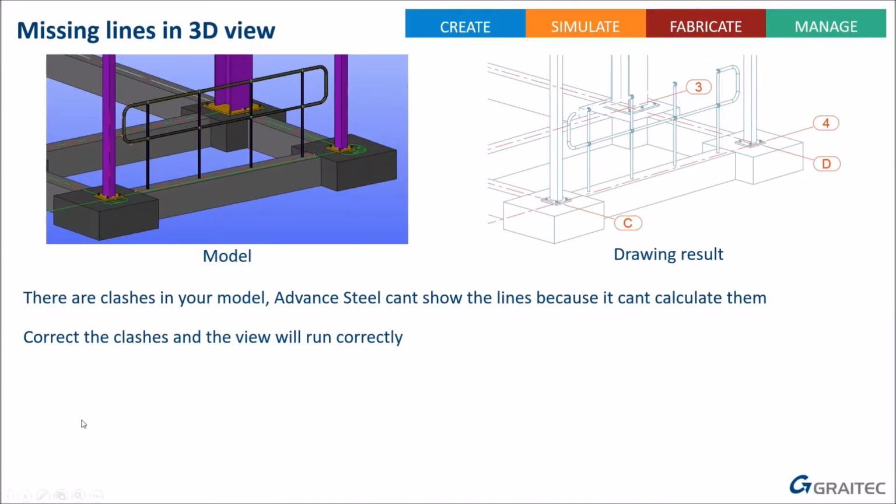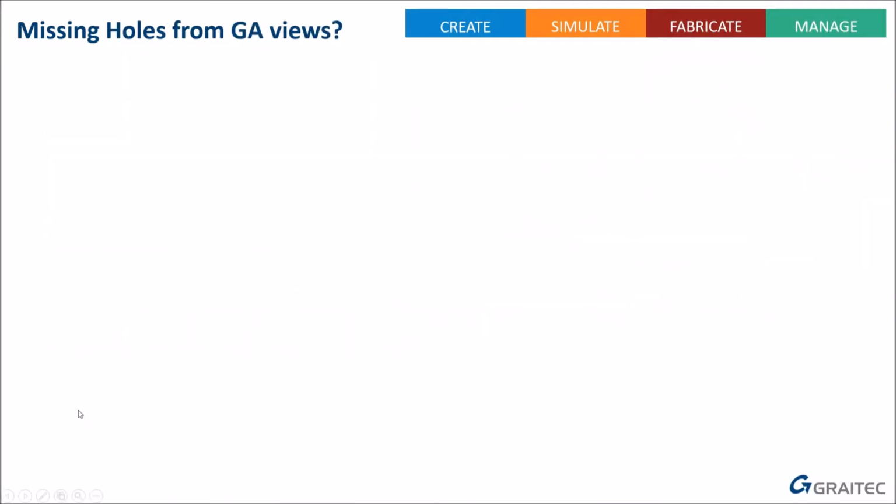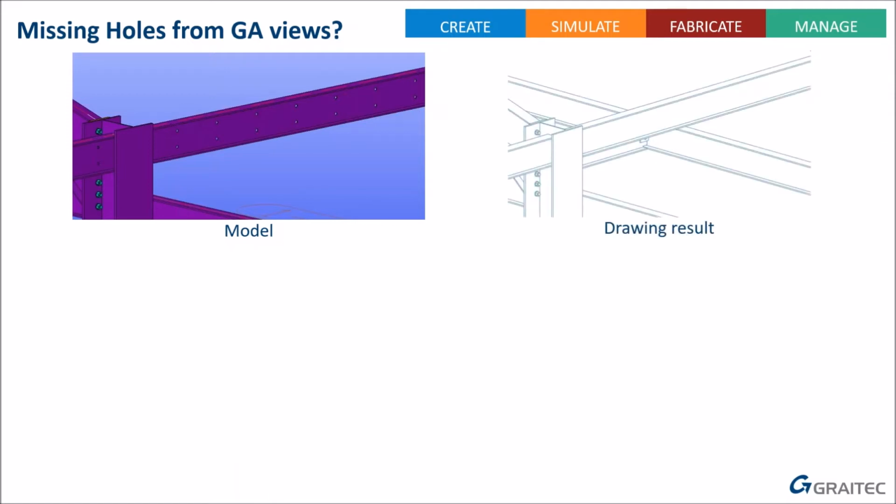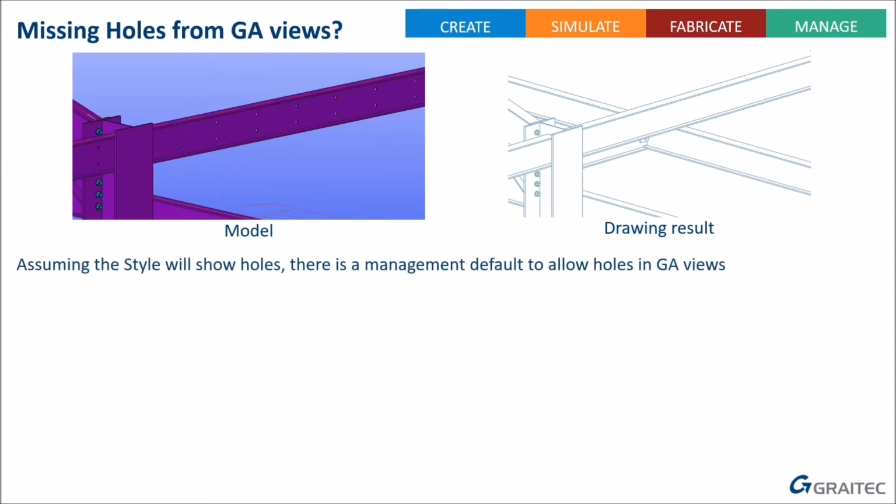So that is the missing lines on the 3D view. The next one we're going to look at is missing holes from the GA view. Again, in our model, we've got some holes in the beam, but when we run our drawing, this is the result that we get. The holes aren't showing.